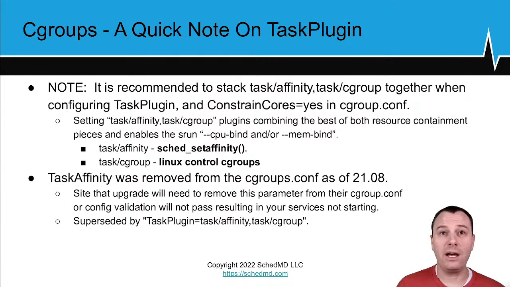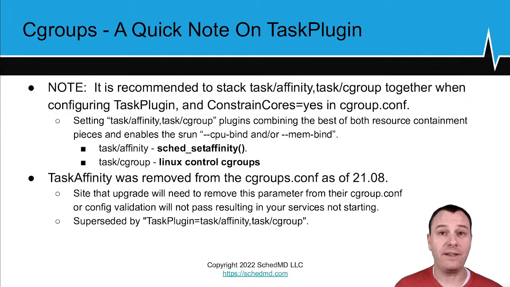Moving along, a quick note on TaskPlugin. We recommend stacking Task Affinity and Task Cgroup together. We have seen a number of configurations where only Task Affinity is set up, which is not ideal. Most sites want to set the affinity with Cgroups, as this combines the best of both worlds when constraining resources. Note that both options will enable the srun --cpu-bind and --mem-bind options.